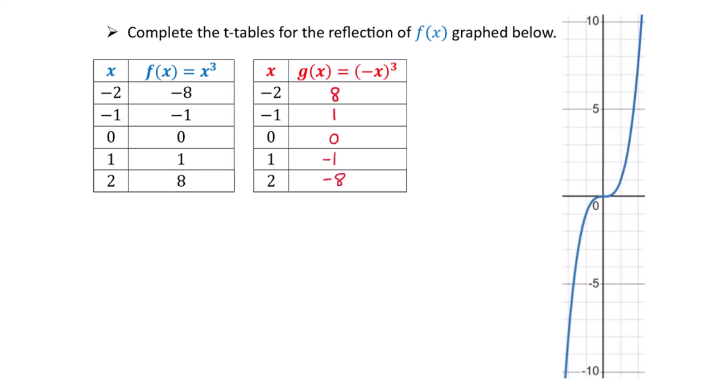Now see what happens when we graph this. I would have -2, 8, and I have -1, 1, a 0, 0, 1, -1, a 2, -8. And we try and smoothly graph this.